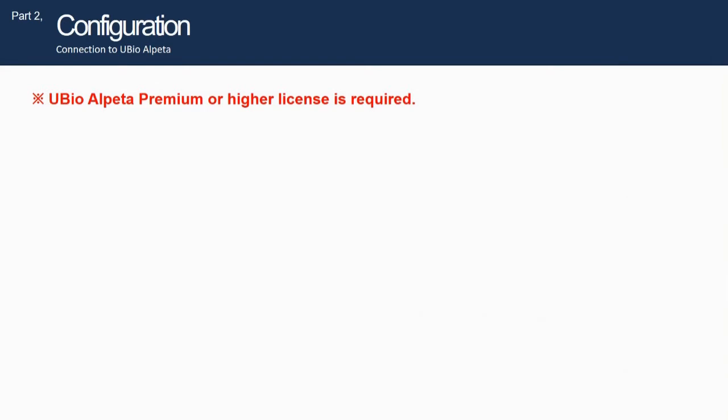First, you must connect UBio Alpeta with the mobile card server. Before doing this, please remember that the UBio Xkey function is only supported by UBio Alpeta Premium version or Enterprise version. If your UBio Alpeta version is lower than Premium version, please contact the sales manager and request a higher licensed version to activate this. Because, as you know, UBio Alpeta licenses are managed by the sales team.